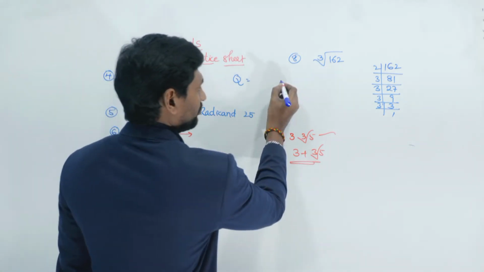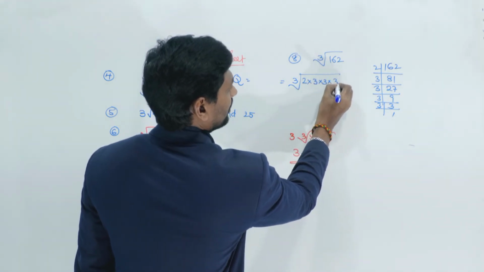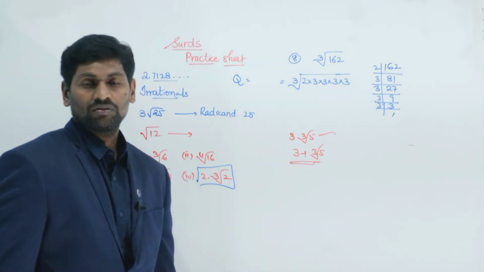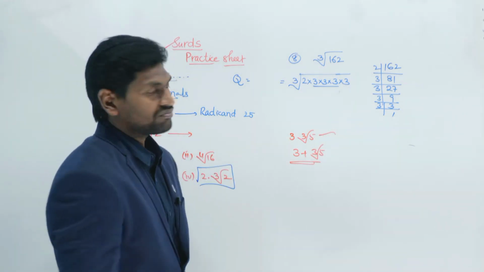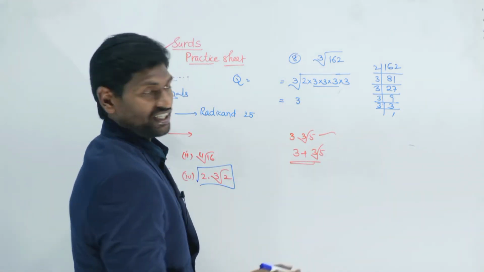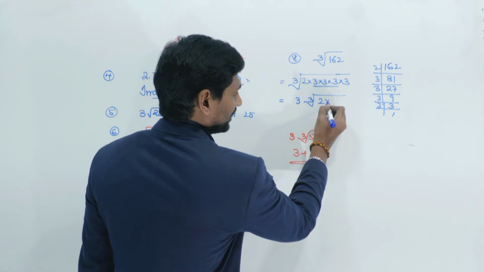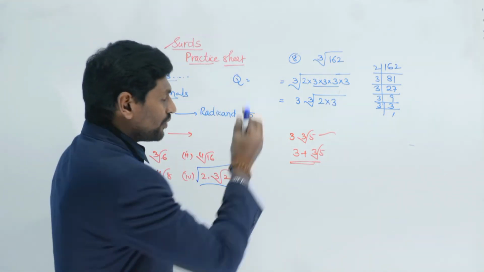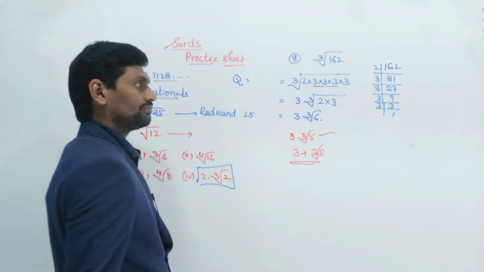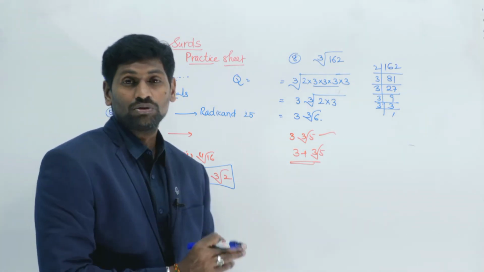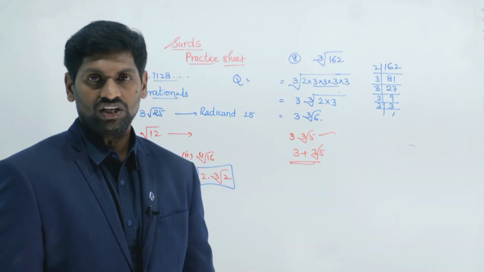So this 162 we can write as cube root of 2 into four 3s. Whenever the order is 3, from the same numbers, 3 times will come out without the root. That means 3 into cube root of the remaining 2 numbers, 2 and 3. 2 and 3 are present one time only. If 3 times, we can take it out. That equals 3 into cube root of 2 times 3, which is 6. So cube root of 162 is 3 into cube root 6, the simplest form, or mixed form, whatever.